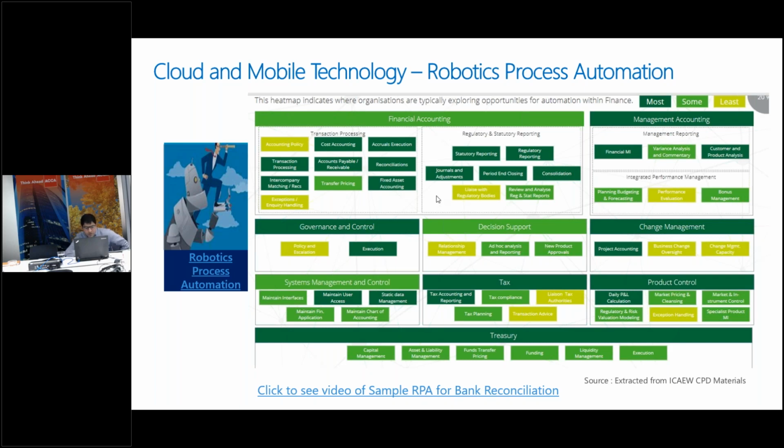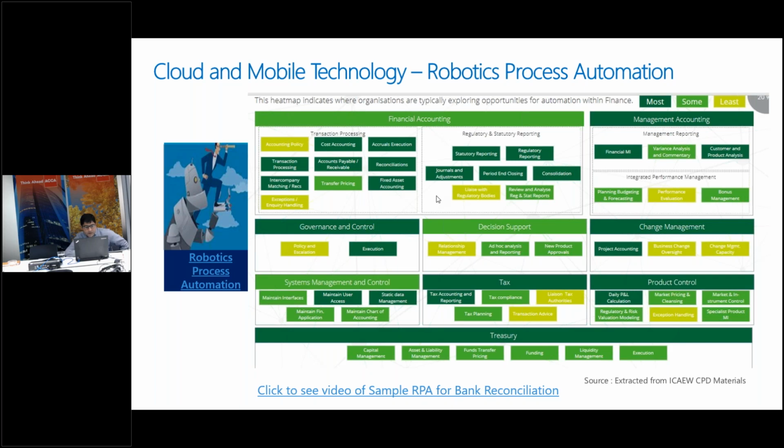Okay, so robotic process automation, there are many functions within the organization: the financial accounting, management accounting, governance control, product control, tax and all. Okay, all these functions can use robotic process automation, but there are certain functions in which there are most opportunities to use robotic process automation, there are certain functions where we cannot use robotic process automation. Okay, for example, the business change oversight, exception handling, we cannot do robotic process automation in that, but there are certain areas where robotic process automation is a natural need.